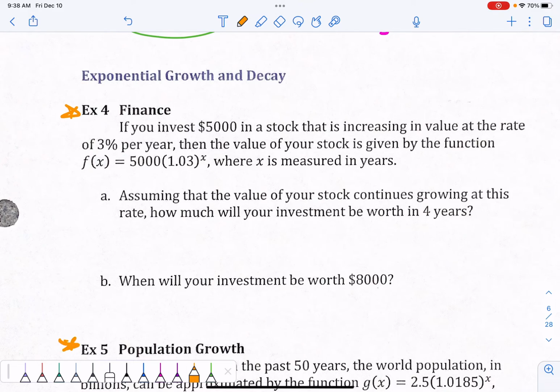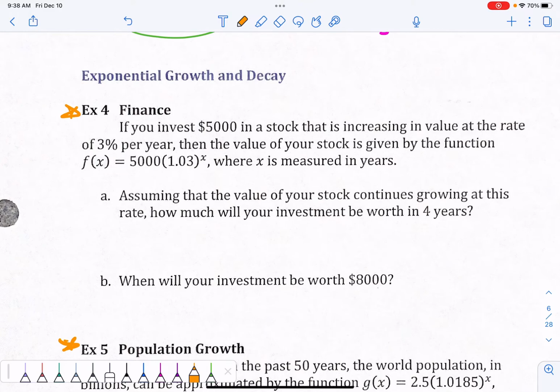So exponential growth, exponential decay. We're not actually solving any functions yet because we don't know how to solve exponential functions yet. We have to use logarithms and stuff. But for these next two problems, we're just going to be plugging things into our calculator.